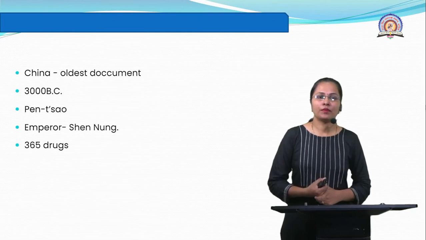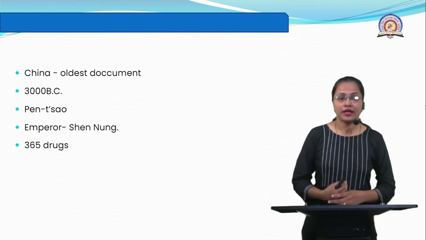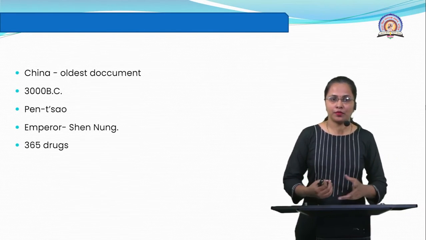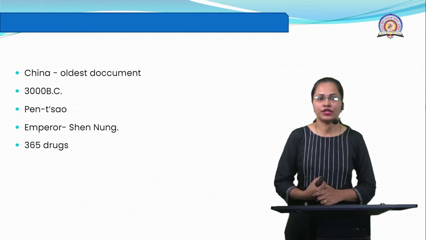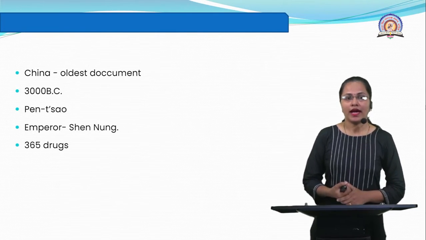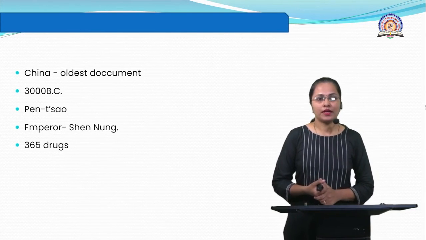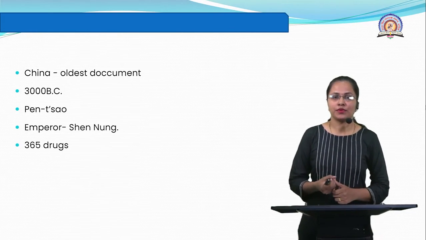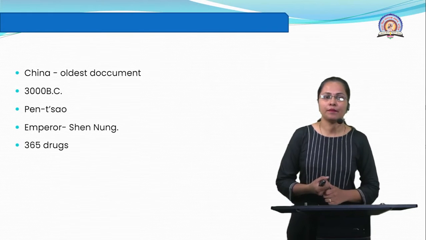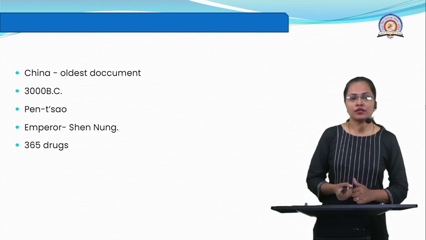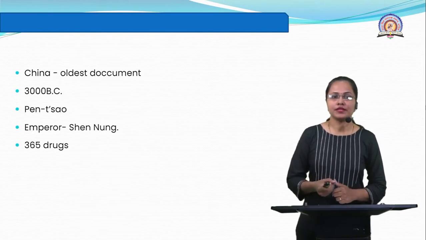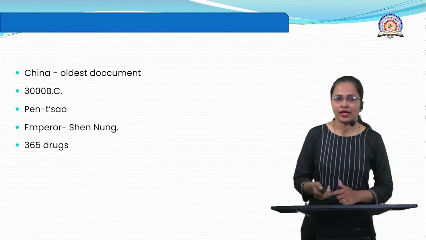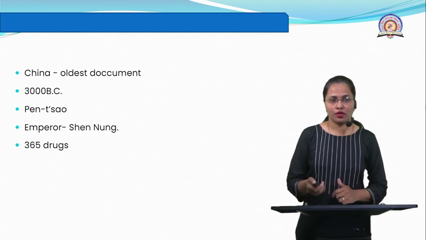When we talk about the oldest document, it was again reported from China, 3000 years before Christ. It was written by Pen Tsao, who was an emperor as well as a physician interested in medicinal plants. He wrote about at least 365 drugs, and he formulated different formulas and worked on them.